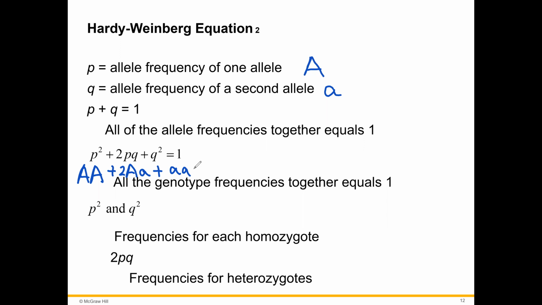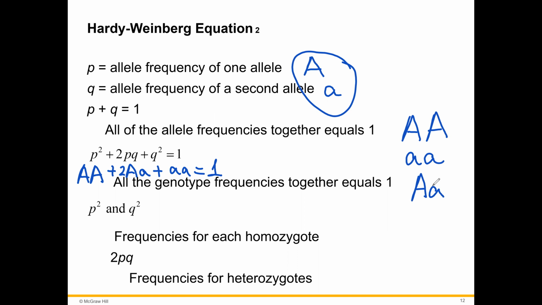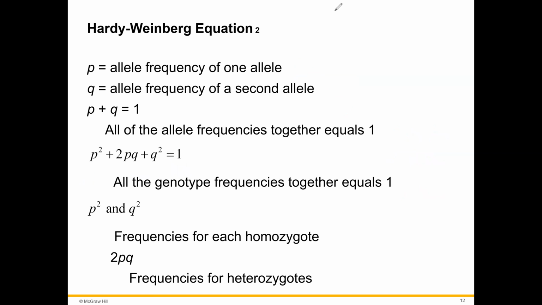Within the population, we will have some individuals. If you're talking about the alleles capital A and little a of a gene, there will always be individuals who are homozygous dominant, homozygous recessive, and heterozygous, and you don't have anything else. So when you add their frequencies, that always gives you one. That's what this formula tells us.